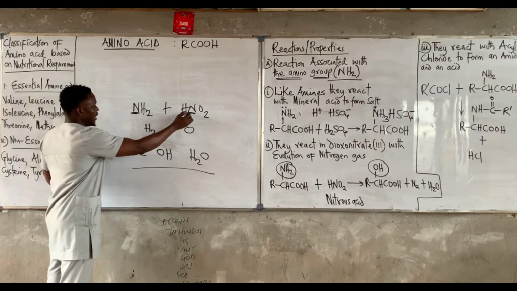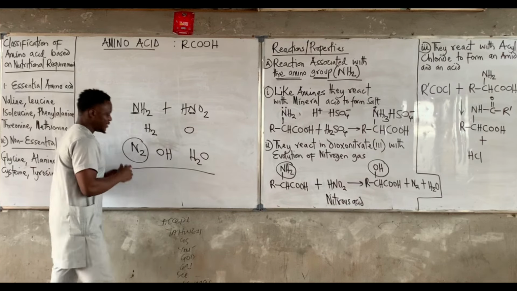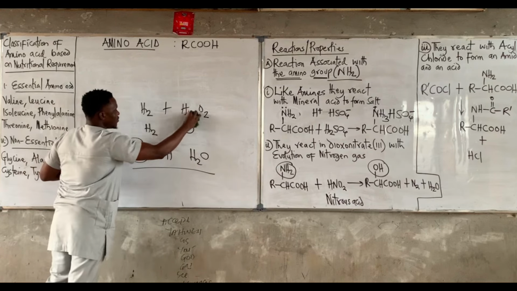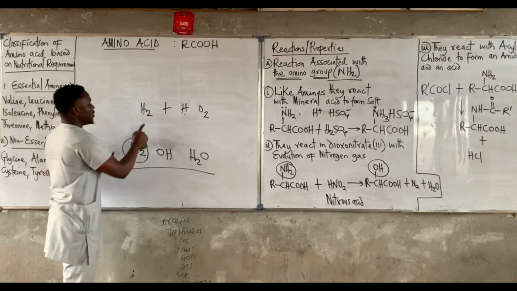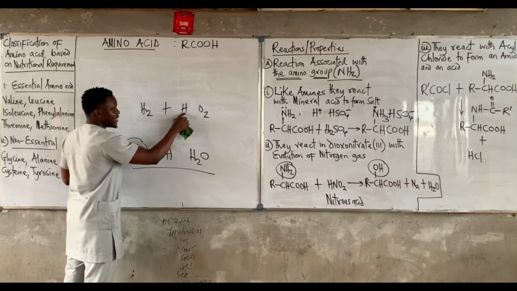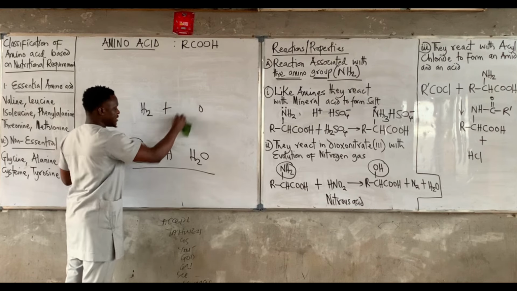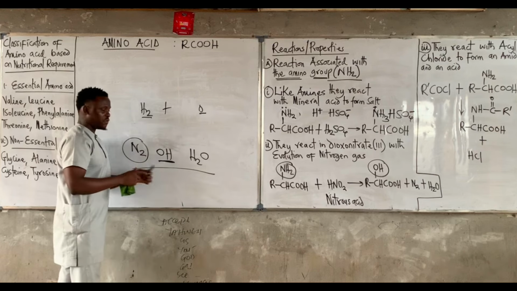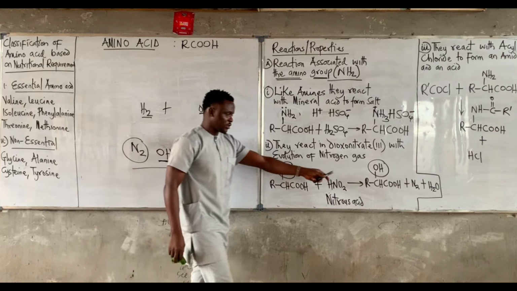Take the N from here and form N2, right? And let me do it this way. You remove this N. You're left with H2 and this. Now take one O from here and take this H. If you remove one O from here and remove this guy, you form your OH. Now this O will now come down to this H2 to form water. So that is how we got this product here.